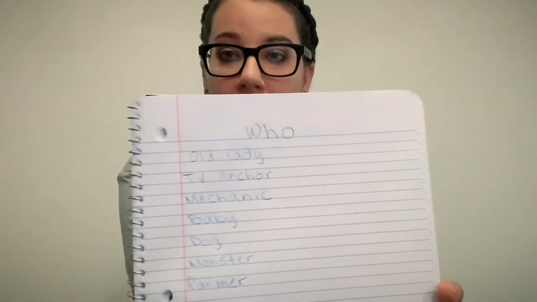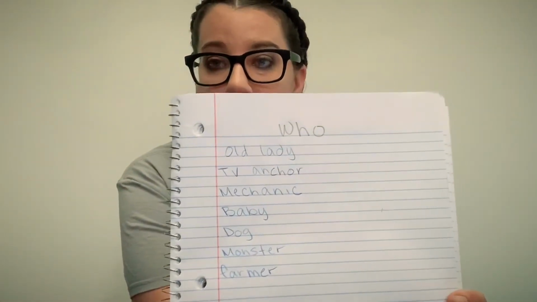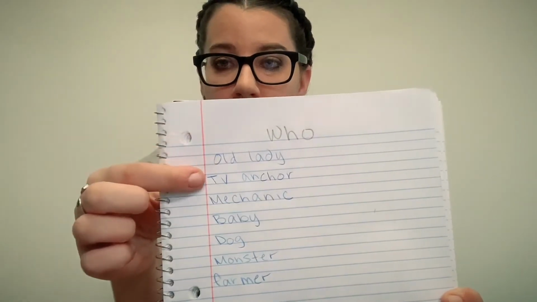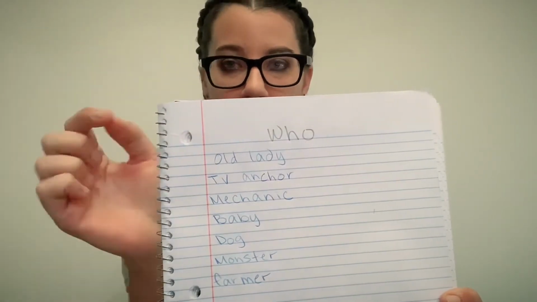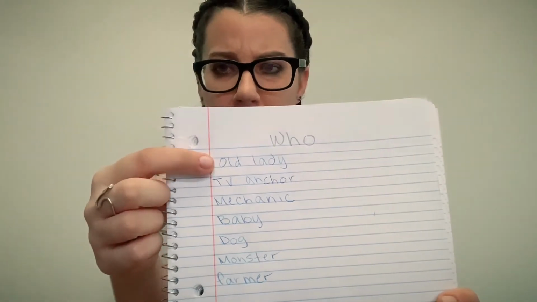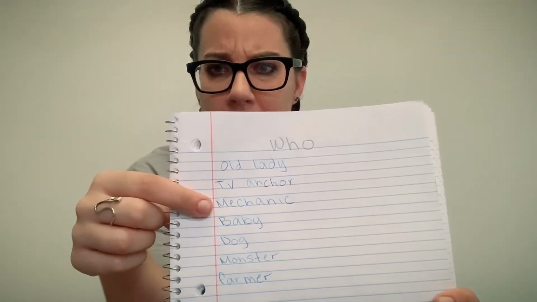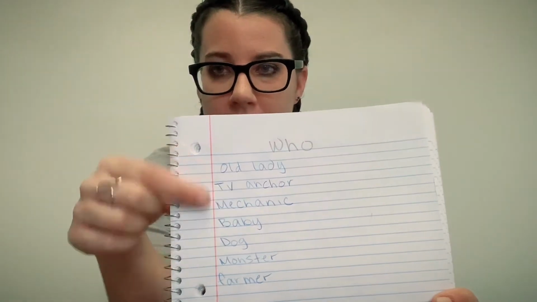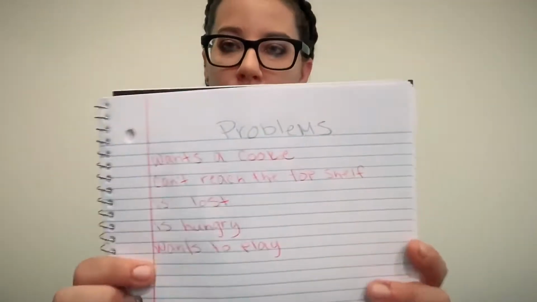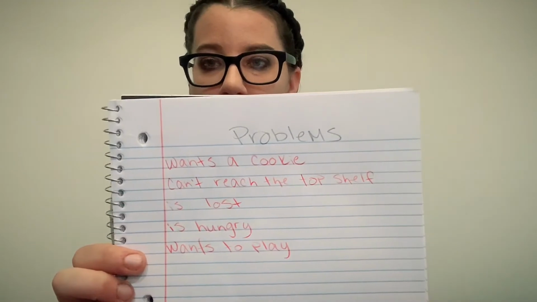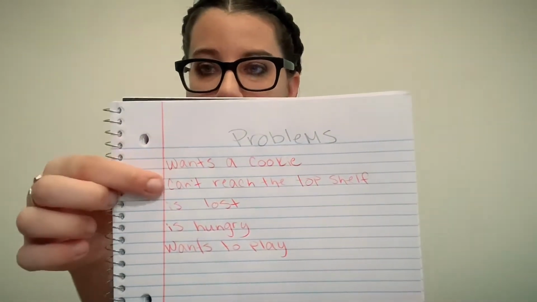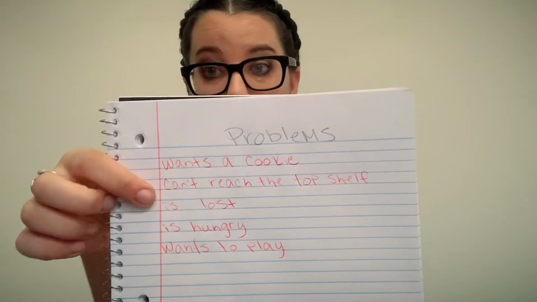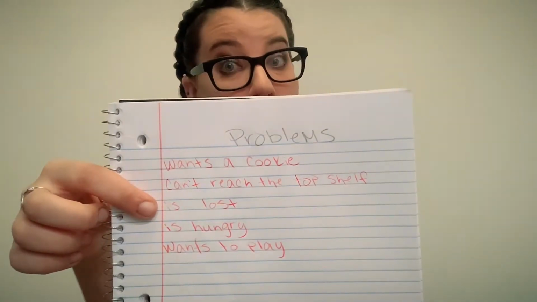So this can be done at any time whenever you just get an idea. Have a page that just has who on it and start writing down people, different kinds of people. So I have old lady, TV anchor, mechanic, stuff like that. So just ideas of types of people. Have a problems page. So wants a cookie, that's a problem. Can't reach the top shelf, that's a problem. Is lost, definitely a problem.